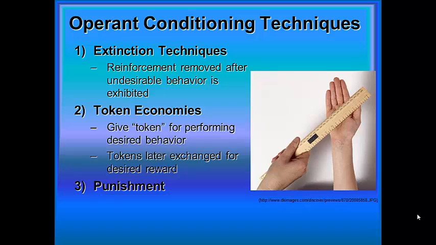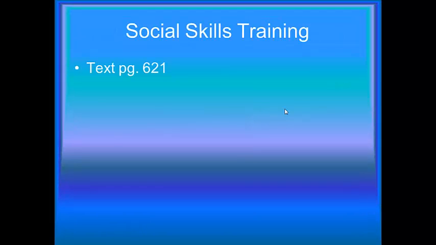The third type of operant conditioning technique is punishment, and this is when we give something unwanted for a behavior, and we get rid of the unwanted behavior by giving them something they don't want. It's basic punishment. There's also social skills training, which I'm not going to take the time to talk about.